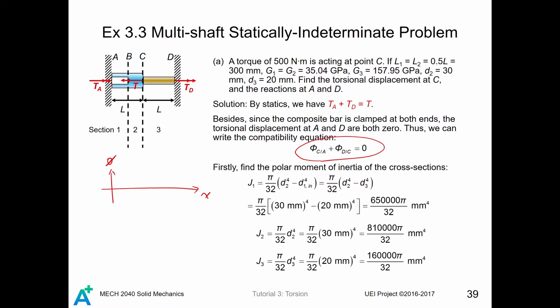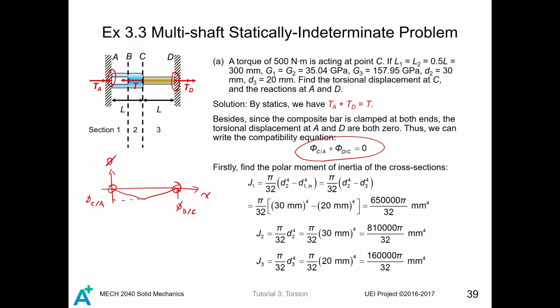from A to C, the torsional displacement is like this. Then this is just phi of C relative to A. Then, from C to D, the torsional displacement will be going like this. So this is called phi of D relative to C. Since both ends are fixed, the torsional displacements at those two ends are 0. Now we have the compatibility equation obtained from the torsional displacement.